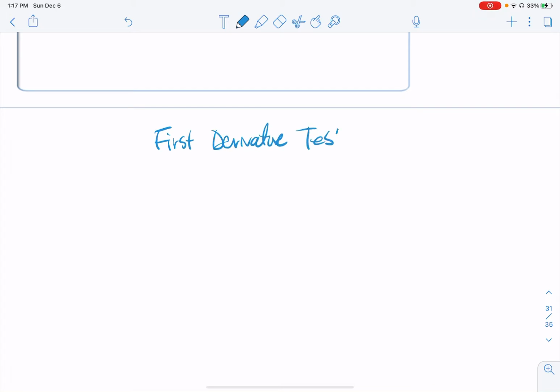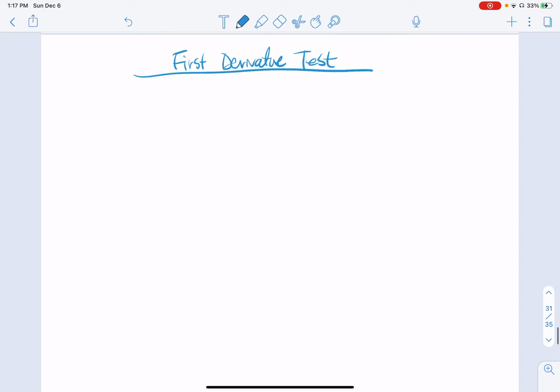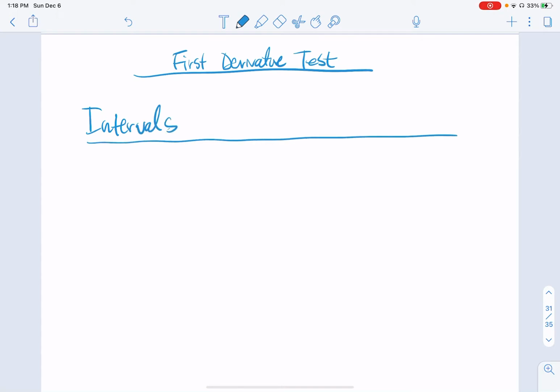Now, you don't necessarily have to label this the first derivative test. I'm making a video here for you to learn by, so I'm labeling stuff, being as thorough as possible. Okay, so we need to make ourselves some intervals. And it was all real numbers that we have to break up with our critical numbers.